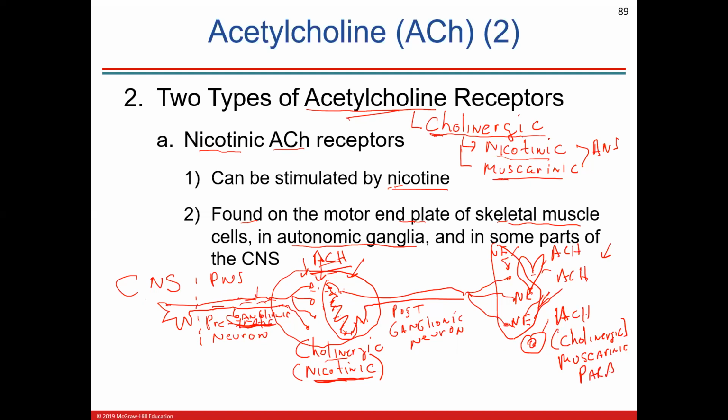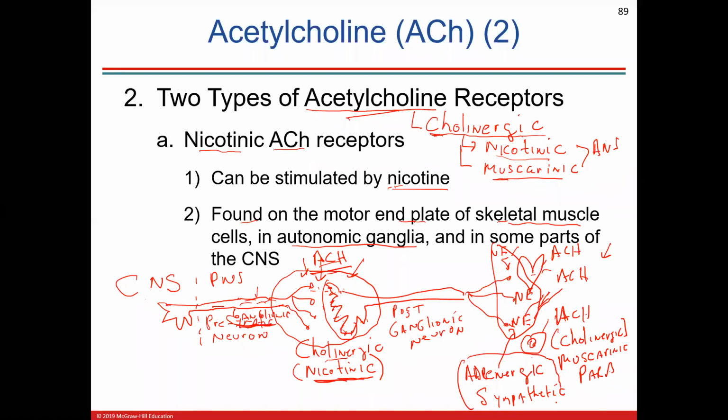The norepinephrine receptors for sympathetic only are called adrenergic. This is adrenaline, right? So this is to the effector. So these could be different. They have receptors for both. You have cholinergic, muscarinic for acetylcholine, and you have adrenergic for norepinephrine. So adrenergic is for sympathetic. Cholinergic is mostly parasympathetic.